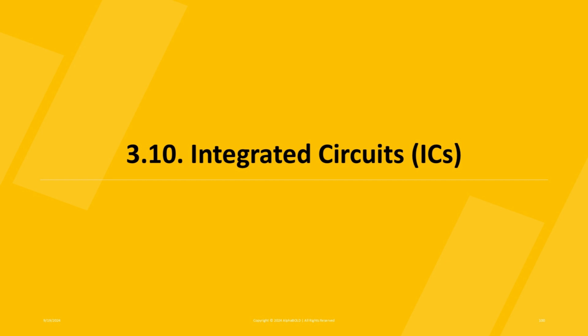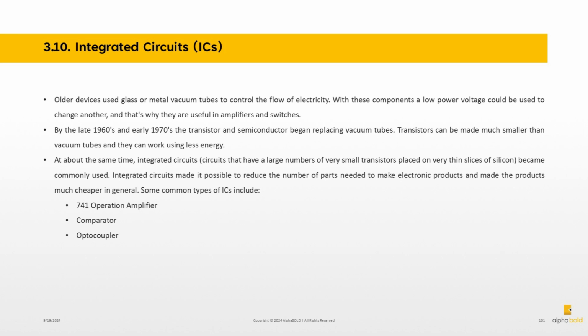Integrated circuits. Older devices use glass or metal vacuum tubes to control the flow of electricity. With these components, a low power voltage could be used to change another, and that's why they are useful in amplifiers and switches. By the late 1960s and early 1970s, the transistor and semiconductor began replacing vacuum tubes. Transistors can be made much smaller than vacuum tubes, and they can work using less energy.